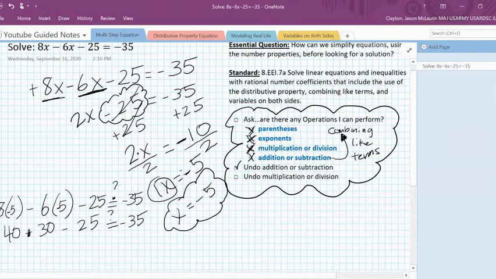Negative 40 plus 30 gives me negative 10, minus 25. Negative and a negative, we add, it becomes more negative. Negative 35 equals negative 35. So x = -5 is my solution.